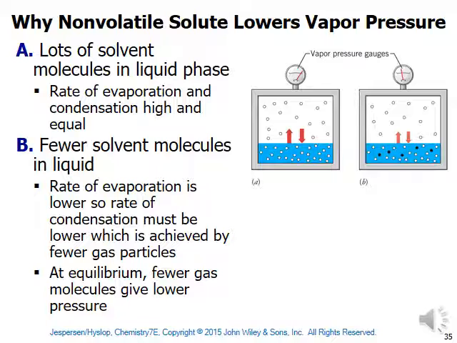Okay, and this explains what's happening. So why non-volatile solutes lower vapor pressure: there are fewer solvent molecules in the liquid, and it has to do with the rates.